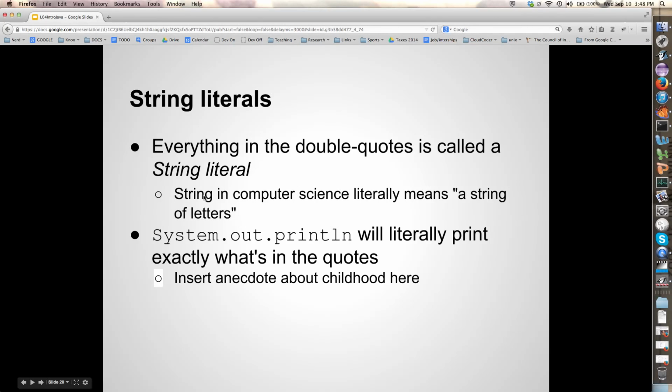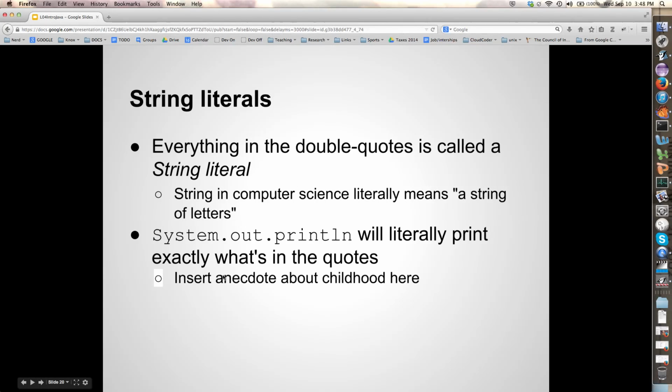A string in computer science literally means a string of letters. That's the generally accepted term that we've come up with. It's maybe not a good term, but there you have it, string. So System.out.println will print exactly what's in those double quotes. Anything you put in there, it's in there.